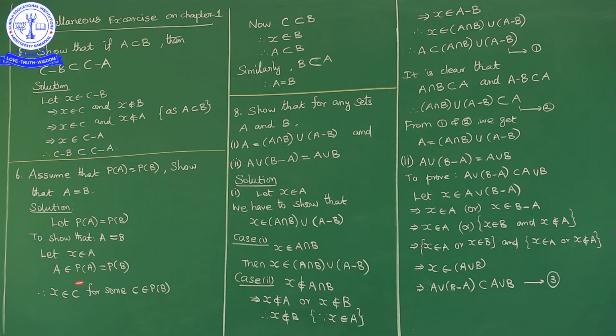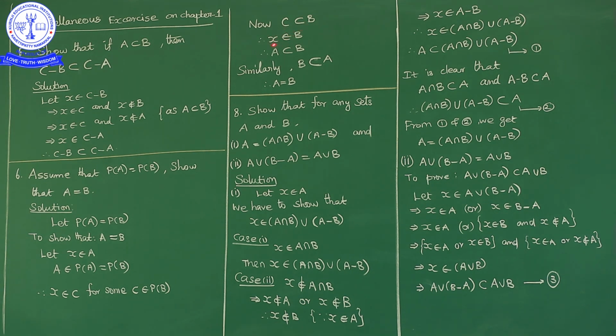It means x belongs to C, where C is some element in P of B. C belongs to P of B means C is some subset of B only, no? So C is some subset of B.